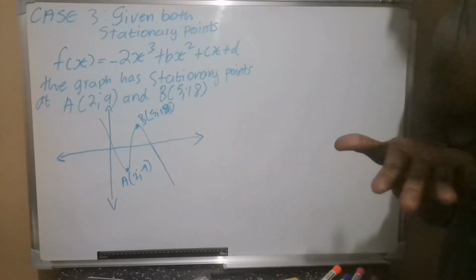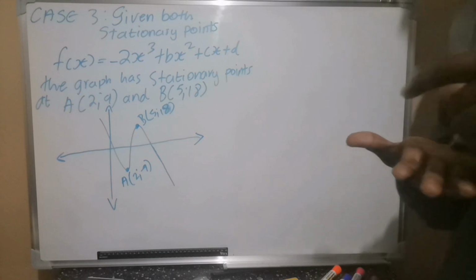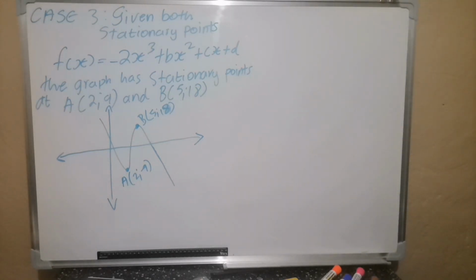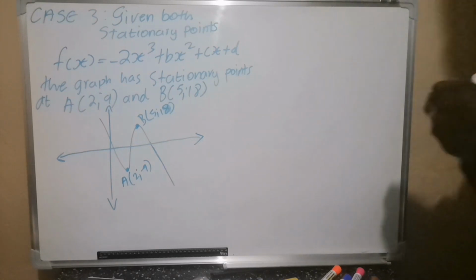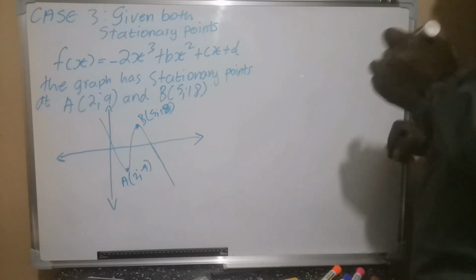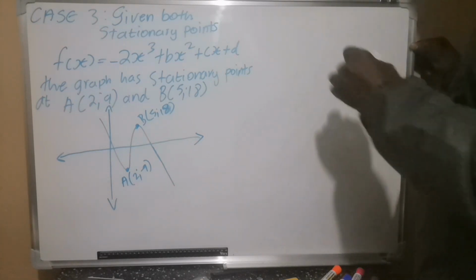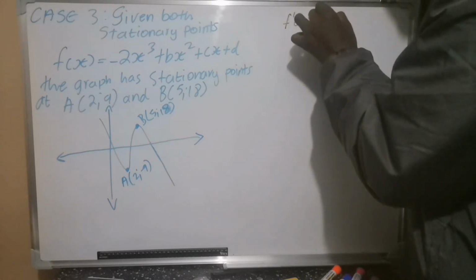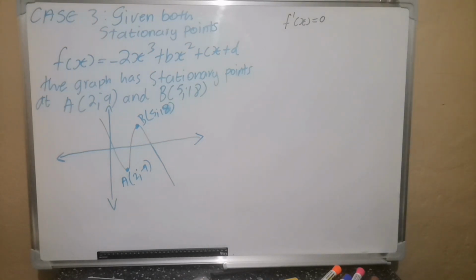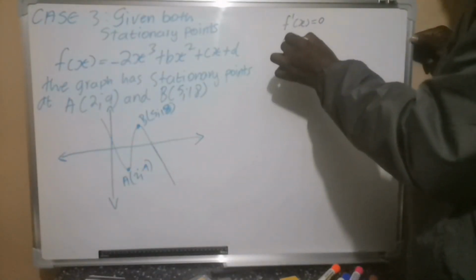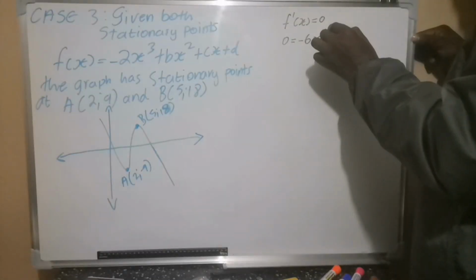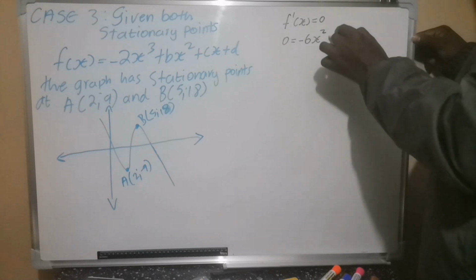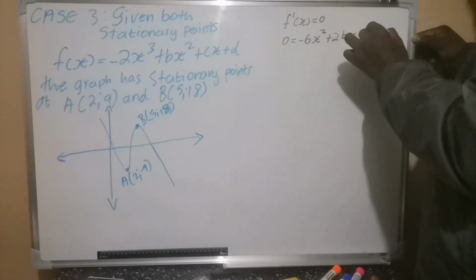Now find the values of b, c, and d. Right now, guys, we don't have the origin, so we cannot find the value of d, but we have 2 points on the graph. First things first, you need to derive. So deriving: 0 equals 2 times negative 3, negative 6x squared, plus 2bx plus c.